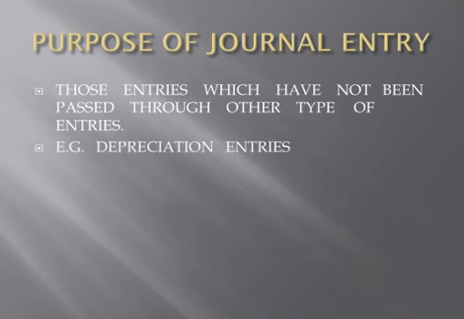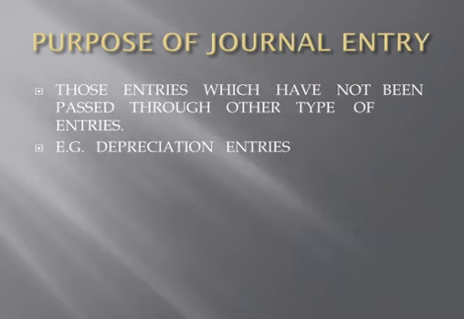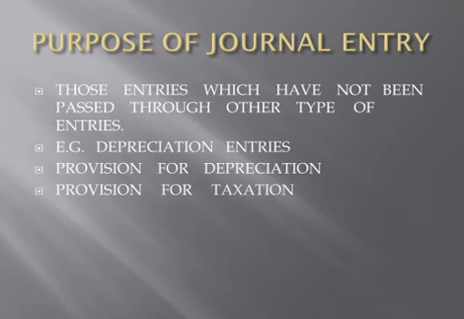As for example, depreciation. Depreciation is not a payment item or receipt item or sale, nor purchase, nor a contra entry. So this entry we should pass from journal entries. Any other example? Provision for depreciation or provision for taxation or proposed dividend, etc.